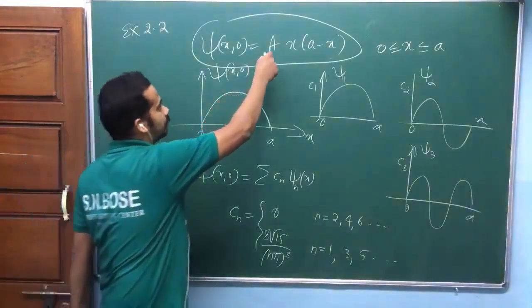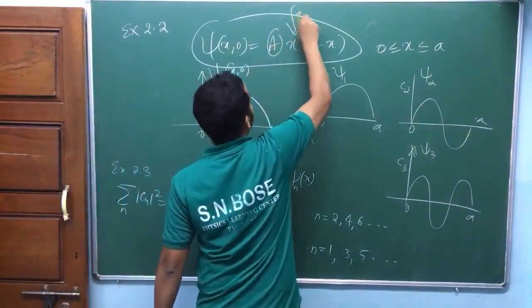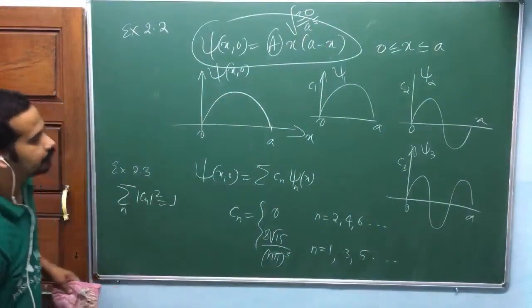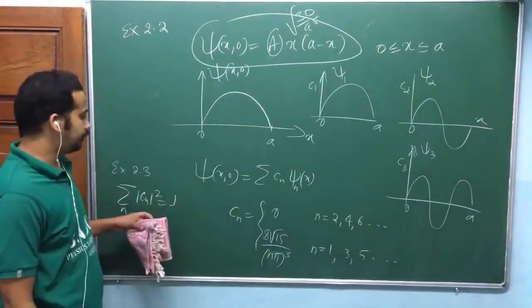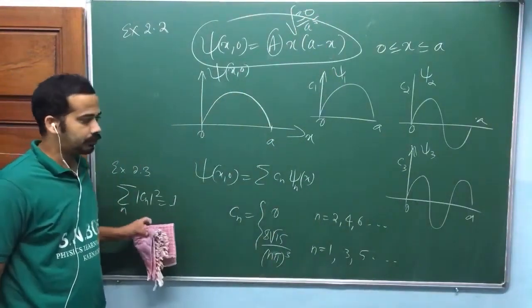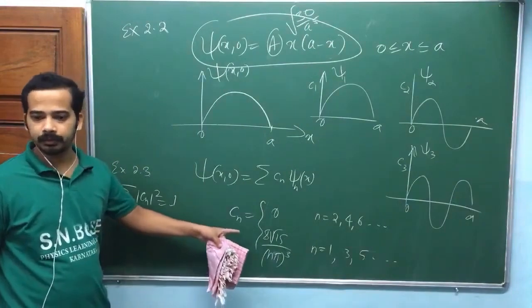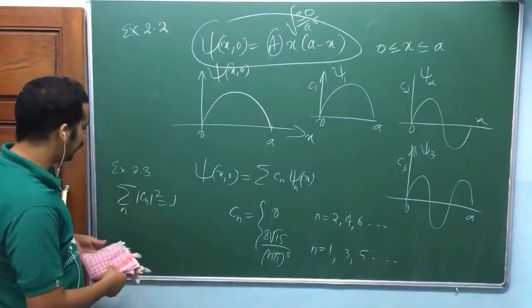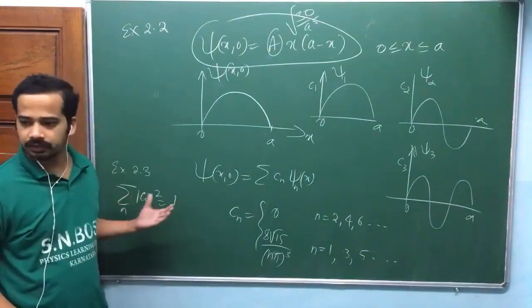And anyway, we have normalized this one. I think this is root of 30 by a power 5 or something, isn't it? We have already normalized that one. Okay? So that's why you don't have to take care about other part of normalization. You can directly go for probabilistic interpretation. Is that okay? So that's why later it is checked whether it is normalized or not.